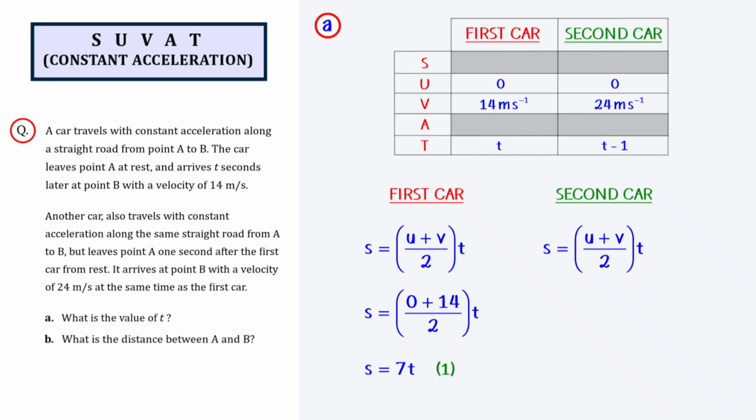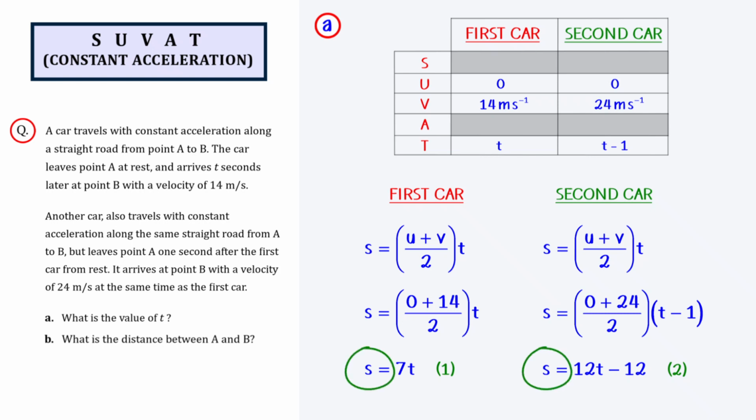And substituting the values of u and v for the second car gives s is equal to (0 plus 24) divided by 2 multiplied by (t minus 1), which then simplifies to s is equal to 12t minus 12. Now, we can't directly find the time with either of these equations because we don't yet know the distance travelled by the cars. But because both cars covered the same distance, we can make the 7t equal to the 12t minus 12. And so this will eliminate the need to know the distance.